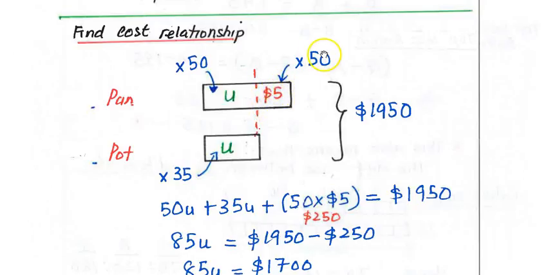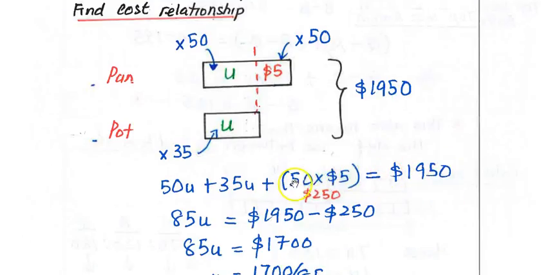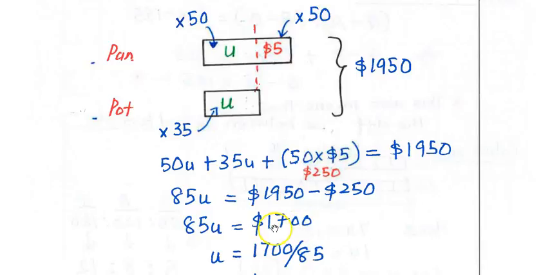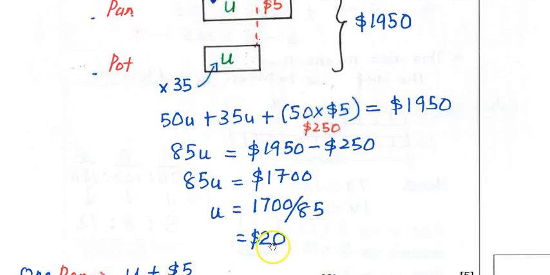This part is the money. 50 pans, it means this part $5 more. You got to take 50 times $5, gives you $250. Alright, this is the money part. This is the number of units times the money. Now, the total is 1950. You bring this 250 over to this side. You can see? So it is 1950 minus 250, which is 85U. So 85U is 1700. Find U. U is 1700 divided by 85, which is $20.